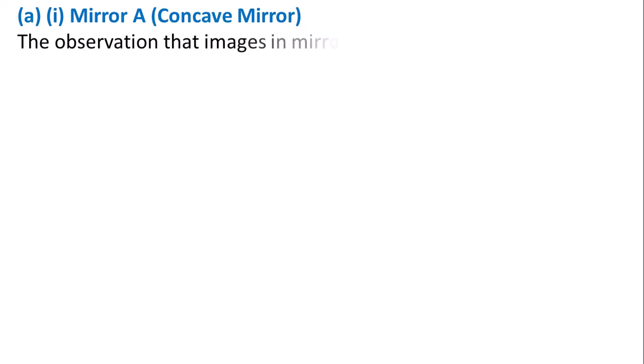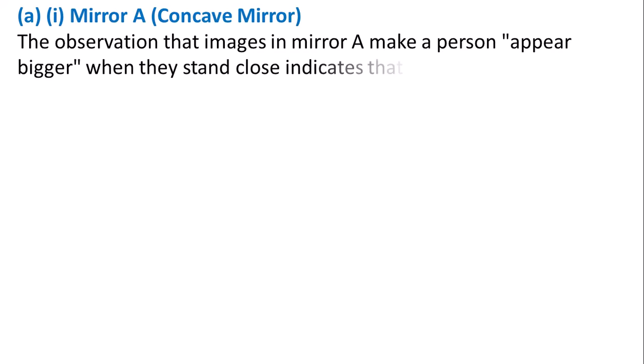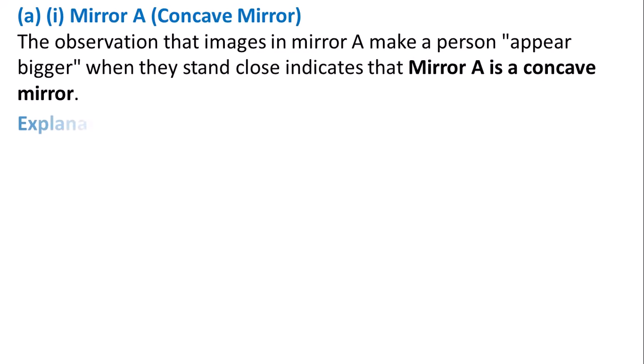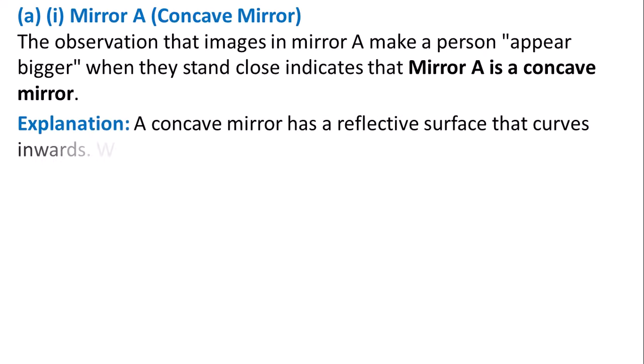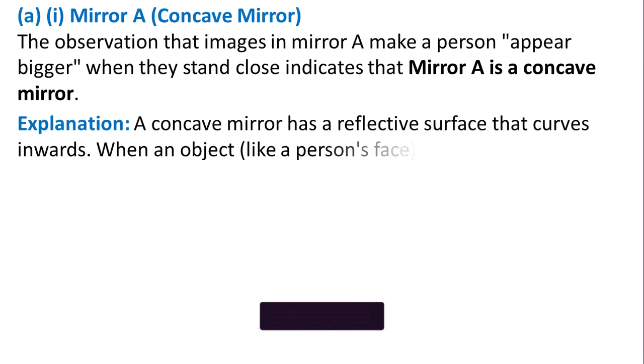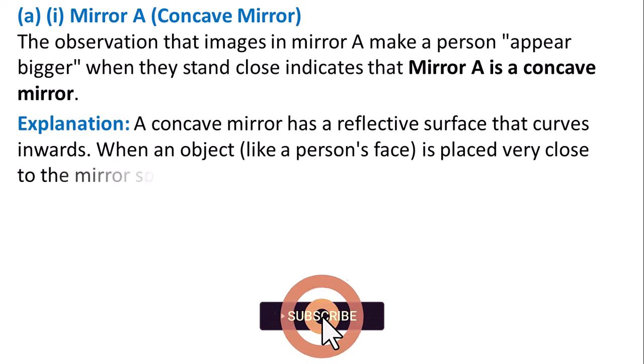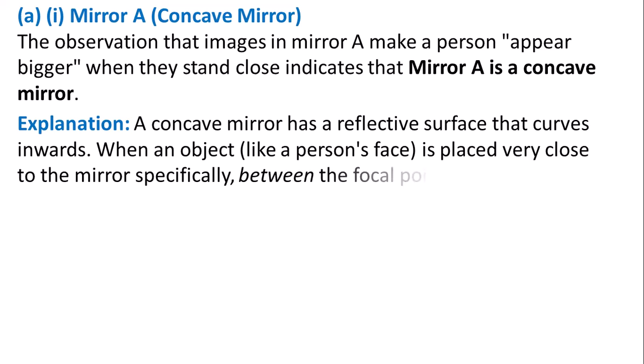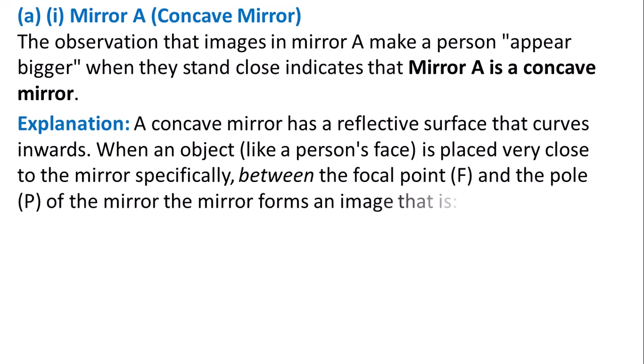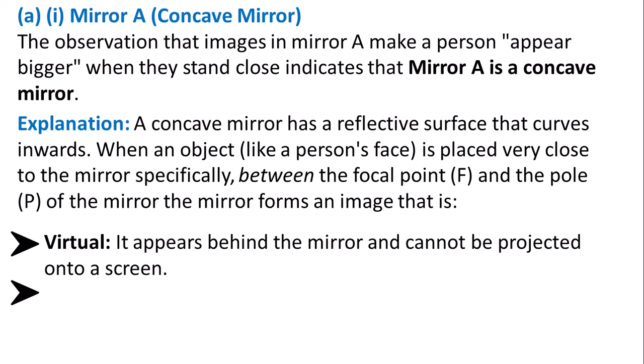A. I. Mirror A, concave mirror. The observation that images in Mirror A make a person appear bigger when they stand close indicates that Mirror A is a concave mirror. Explanation. A concave mirror has a reflective surface that curves inwards. When an object, like a person's face, is placed very close to the mirror, specifically between the focal point F and the pole P of the mirror, it forms an image that is virtual. It appears behind the mirror and cannot be projected onto a screen.